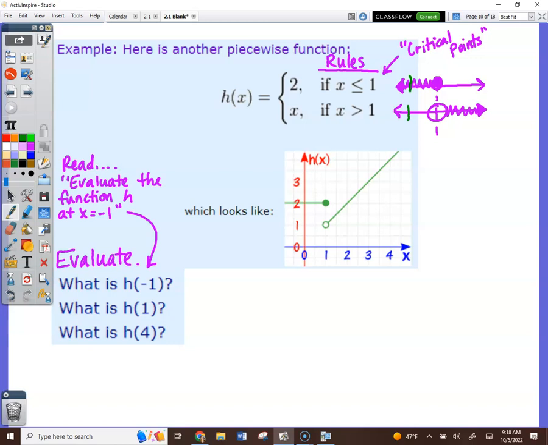Let me repeat that because it goes quick. Plug -1 in. You have to see which rule allows me to plug -1 in. That would be the first one, because -1 would be in the shaded section, which means come to the equation and write your answer. Well, there's no x here, so your answer is just 2. So h of -1 equals 2.